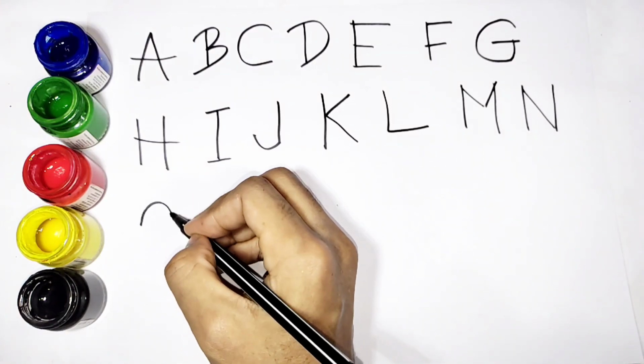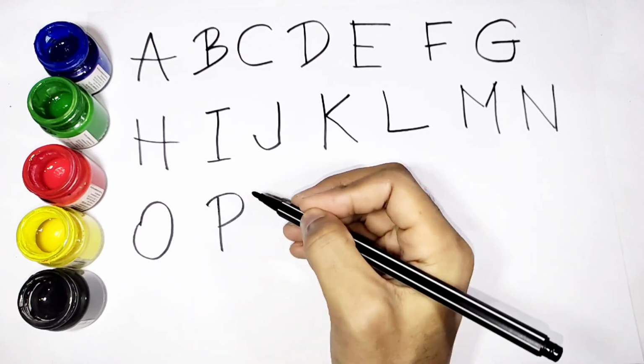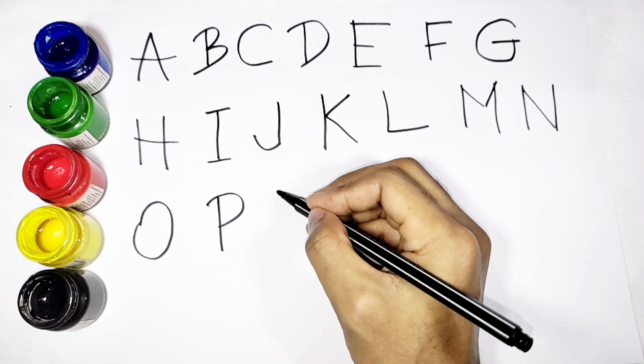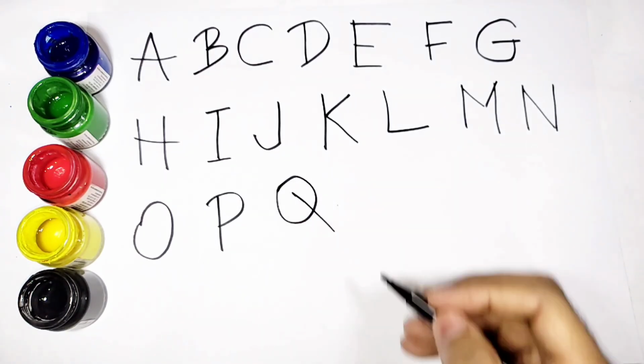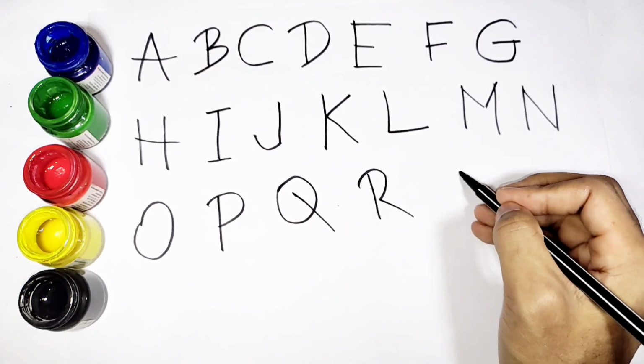The next one is O. O for orange. P for parrot. The next one is Q. Q for queen. R for rose, R for rice.